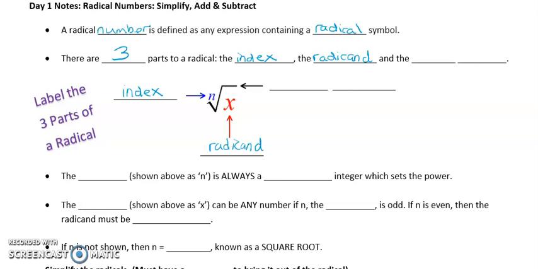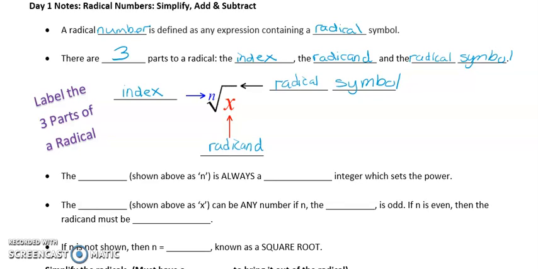And then the third part is the actual radical symbol. Our radical symbol. And that's the funky looking thing that kind of looks like a check mark with an extra line. So that is called our radical symbol. If you see a radical symbol, then that means you have a radical number. Okay, a radical number consists of your index, which tells you which root you're taking. The radicand is what you're taking the root of, and the symbol tells us that we are actually taking that root.